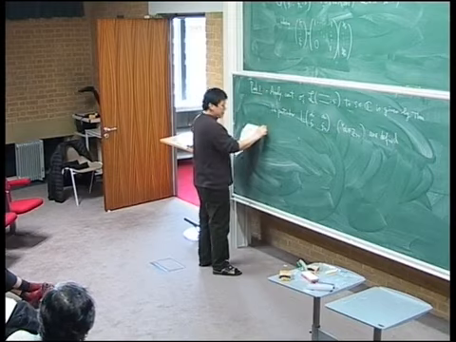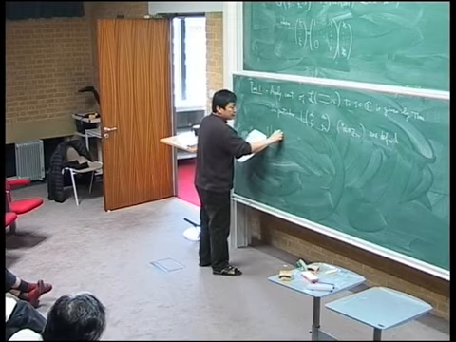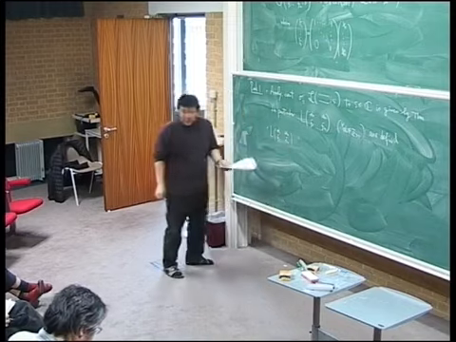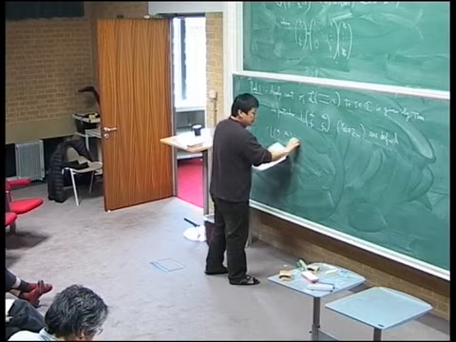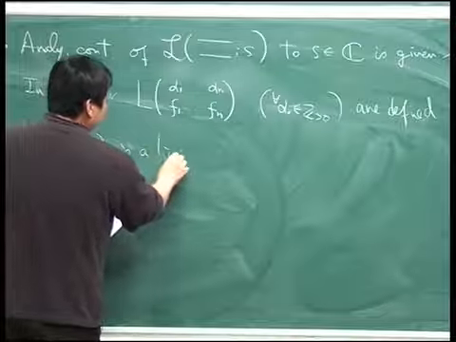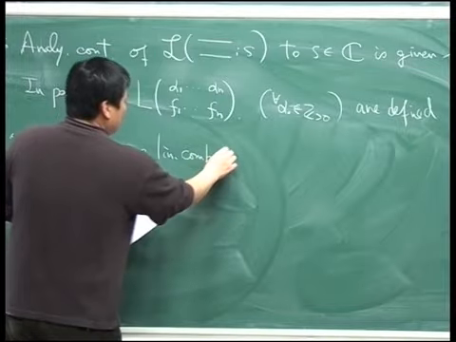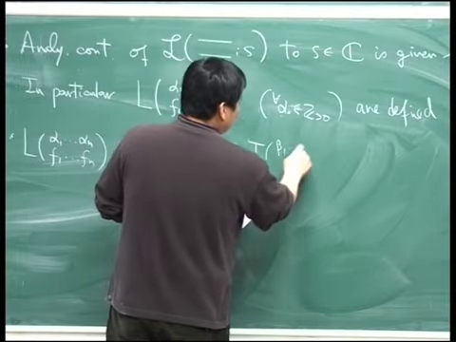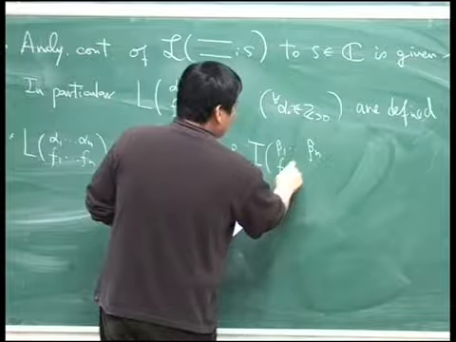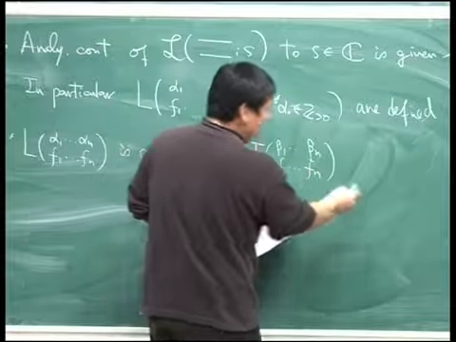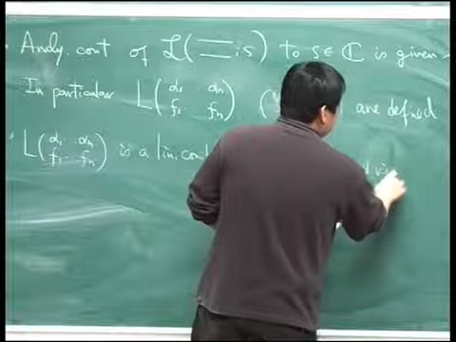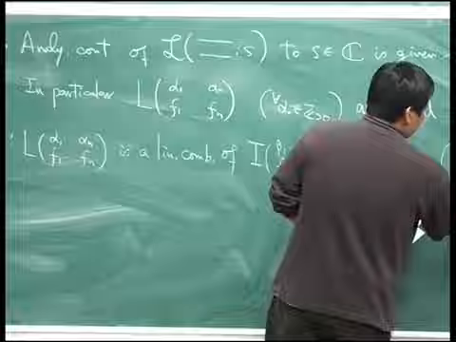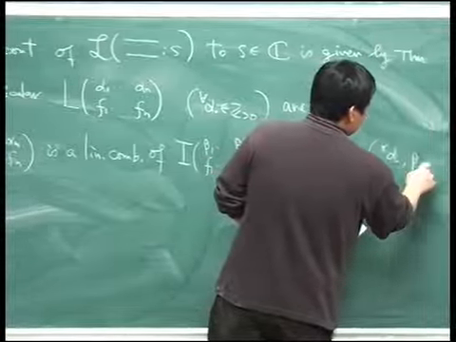And one more remark is, such values are a linear combination of iterated integrals of this form, and vice versa, where all alpha and beta are positive integers.